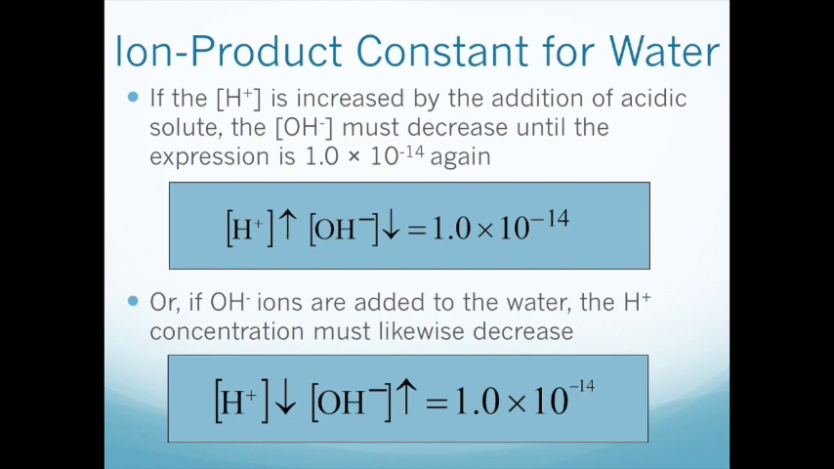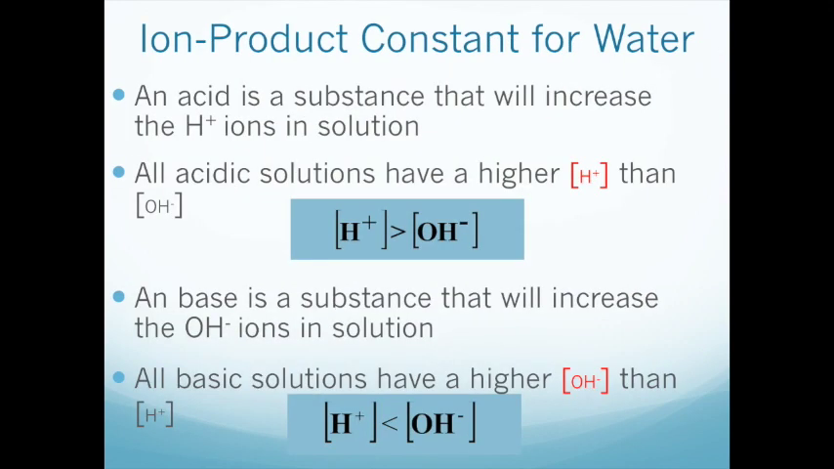So, one of the features of this ratio being constant is that if you increase the hydronium ion concentration, or the H plus concentration, then you have to decrease the concentration of hydroxide to keep the equilibrium constant. And vice versa, if you increase the hydroxide concentration, then you have to decrease the H plus concentration. So acids are substances that generally increase the number of H plus ions in solution, and all acidic solutions have a higher H plus concentration than OH minus concentration. Likewise, a base is a substance that will increase the concentration of OH minus ions in solution, and all basic solutions will have a higher OH minus concentration than H plus concentration.